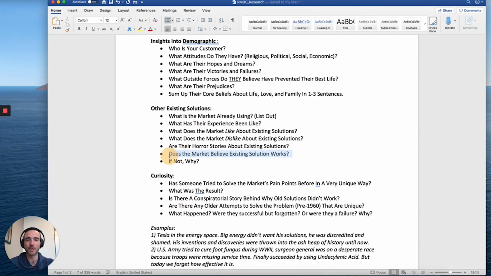This is a really fundamental question: does the market believe that existing solutions work? Because there are different types of customers, and if they believe that there are existing solutions that work already, then you actually have more work to do, right? If you're trying to sell fuel for cars and you're like, because we all know gasoline doesn't work, then the market's going to be like, screw you, of course it works. I put gas in my car every week or every two weeks and my car runs, right? So you have to work harder.